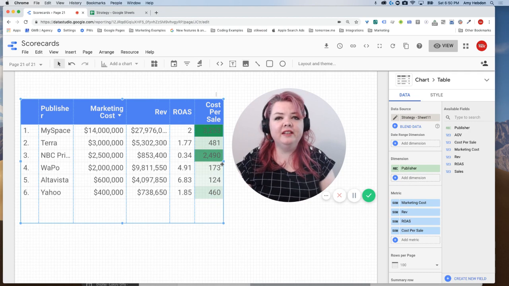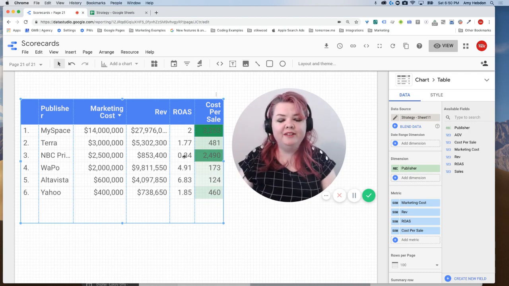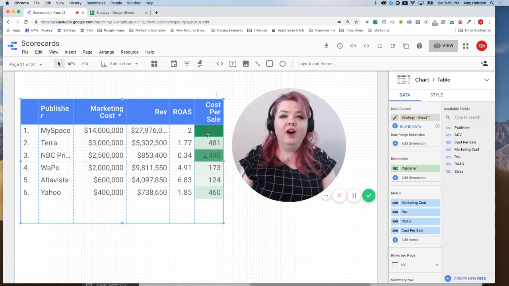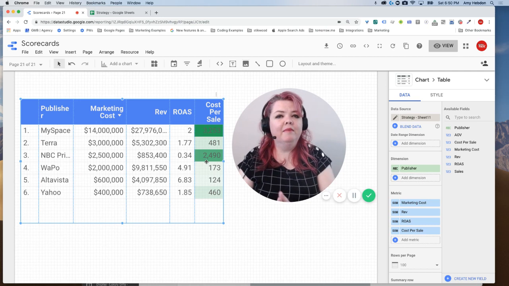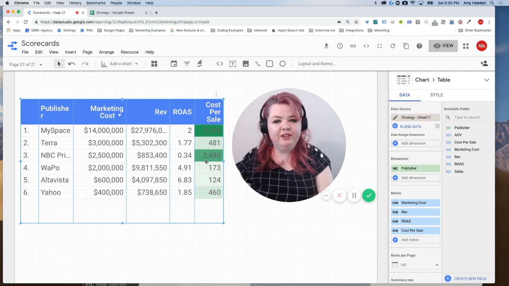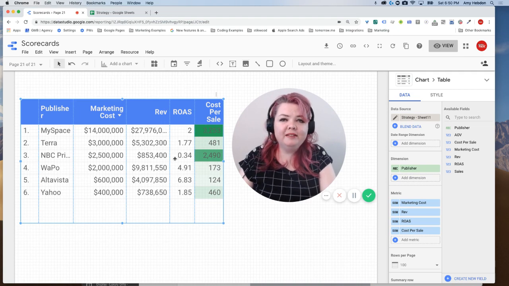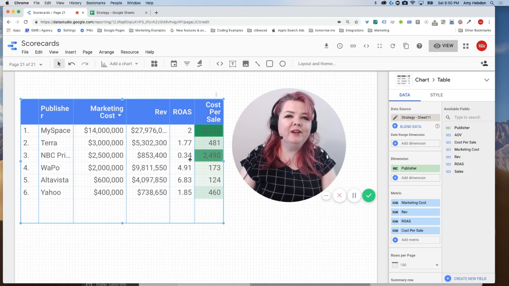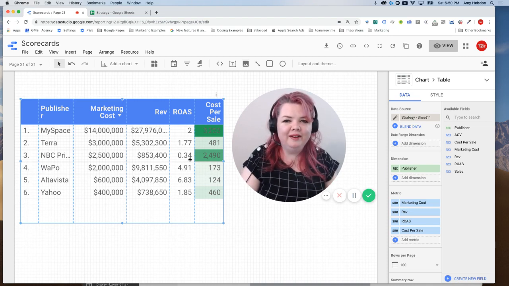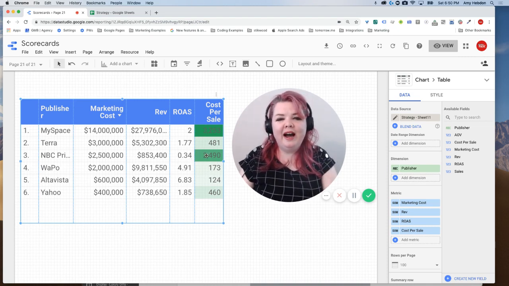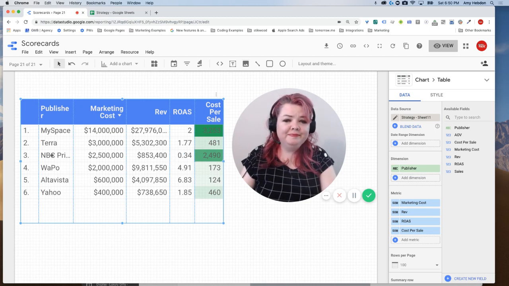And so this can start to inform the conversation that we're having, because we're not just looking at this high ROAS or whatever the ROAS is, we're also looking at the cost of acquiring that sale. So it starts to become a more meaningful conversation that can drive better action. Now, interestingly, for NBC Prime, the ROAS is 0.3, which means that we're essentially losing money, right? With a high cost per sale and a really low ROAS, this is definitely something to be concerned about.